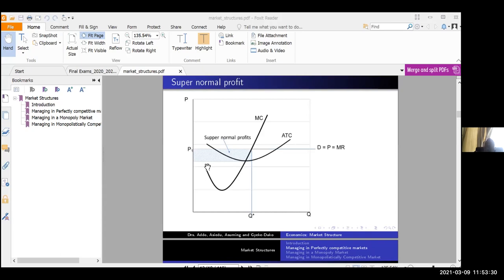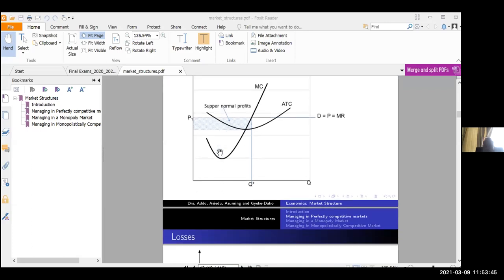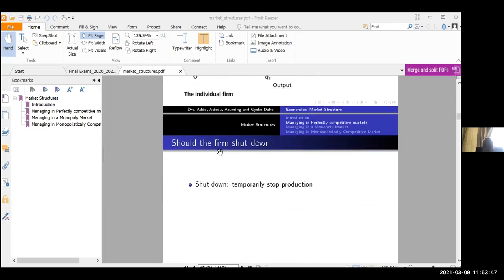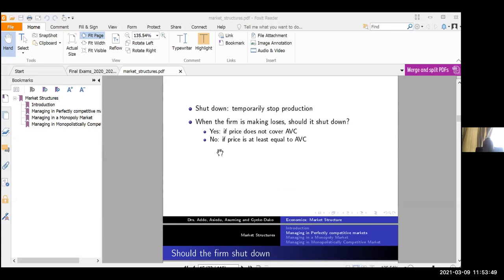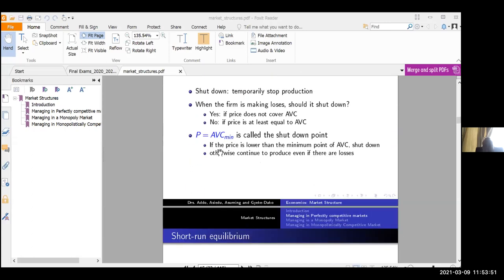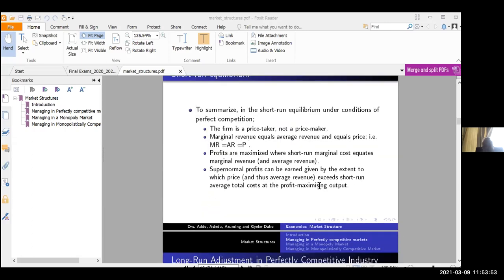But I'm saying that in the short run, you can make this supernormal profit, but in the long run, this profit is not sustainable. And we'll go into those conditions, why this profit wouldn't hold in the long run. So these are some of the conditions under the short-run case. Supernormal profit can be earned, given by the extent to which price exceeds short-run total cost, at the profit-maximizing output.